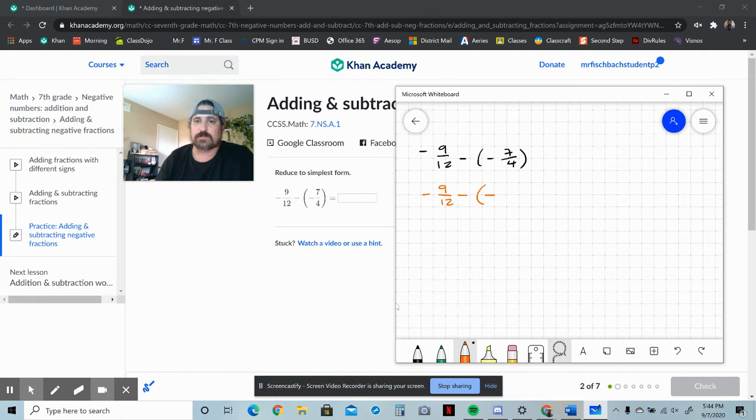How many 12ths is 7/4? Well, you're going to have to multiply top and bottom by 3. So that's negative 21/12. Okay? Now we're going to change our subtraction to addition. Remember, subtraction is the same as adding the opposite, so this becomes a plus, as long as this thing that was being subtracted now gets changed to its opposite. So taking away a negative 21/12 is the same as adding a positive 21/12. So that's the same statement there, right? And now we have negative 9/12 plus 21/12.